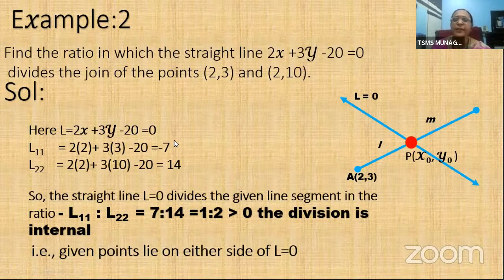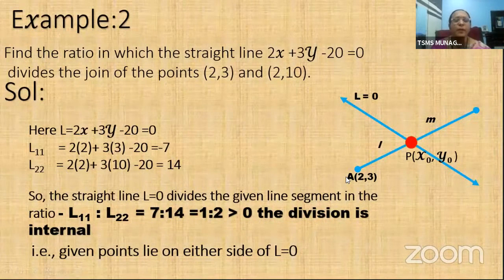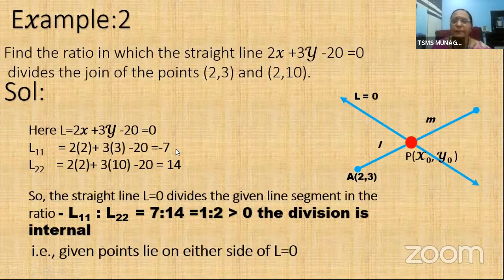So here by seeing this L11 and L22 itself, you can tell they are of opposite signs. If they are of opposite signs, then both the points will lie on either side of the line. That is, P will be in between A and B. So P divides internally. Simply by looking into L11 and L22, you can first conclude number one, A and B lie on either side. Number two, P divides the line segment internally. So these two things can be understood.